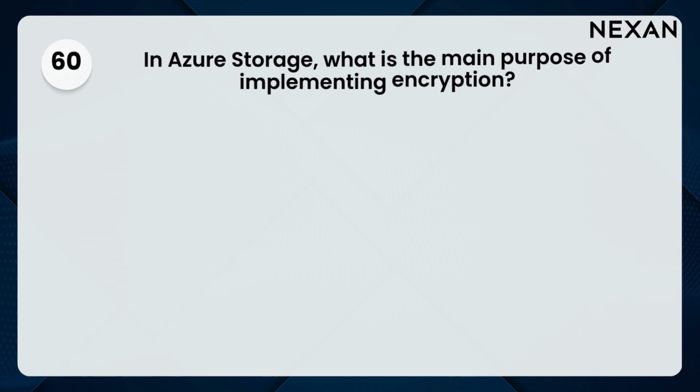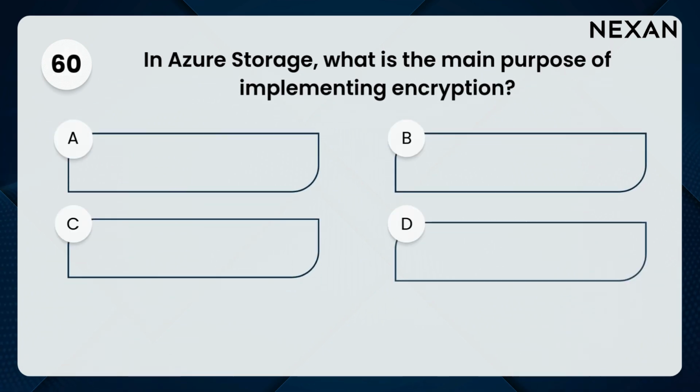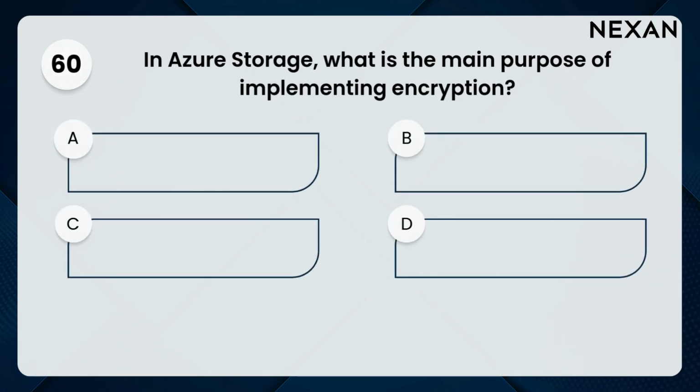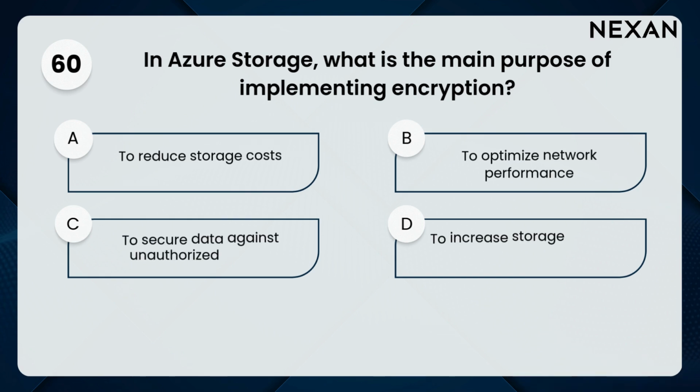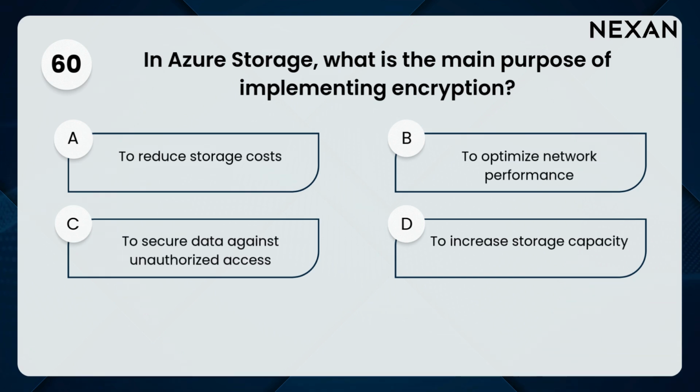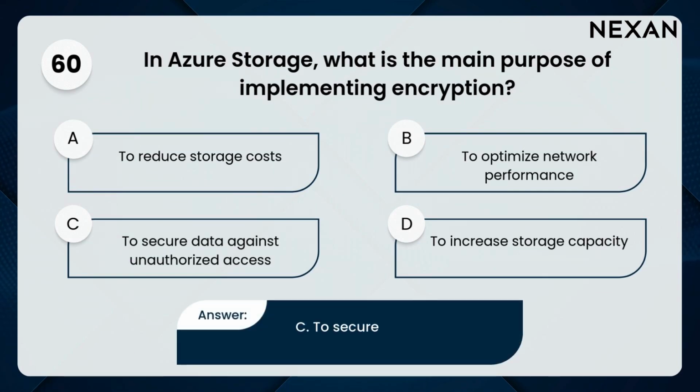60. In Azure Storage, what is the main purpose of implementing encryption? A. To reduce storage costs. B. To optimize network performance. C. To secure data against unauthorized access. D. To increase storage capacity. Answer: C. To secure data against unauthorized access.